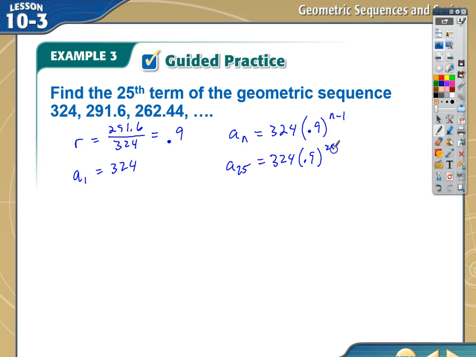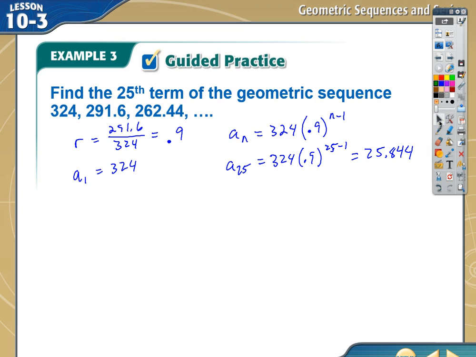25 minus 1, or the 24th power. When I plug it in my calculator, it tells me that's 25.844. It's that simple. Bing. Not difficult. You guys can handle this.